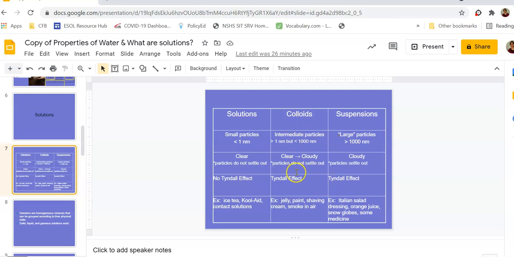And these are also emulsions. If you're familiar with cooking and you're making pasta sauce, you might make an emulsion pasta sauce. Those are colloids because they won't really separate out, but they look cloudy. They don't look clear, and that's because the particles that are dissolved in it are so big. With suspensions, they will separate out.